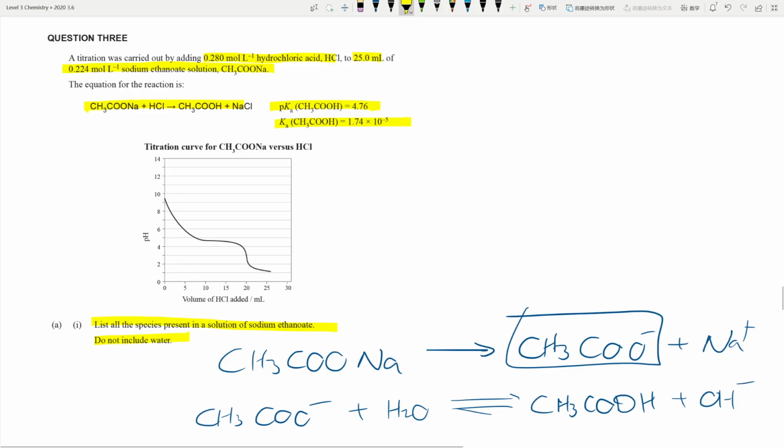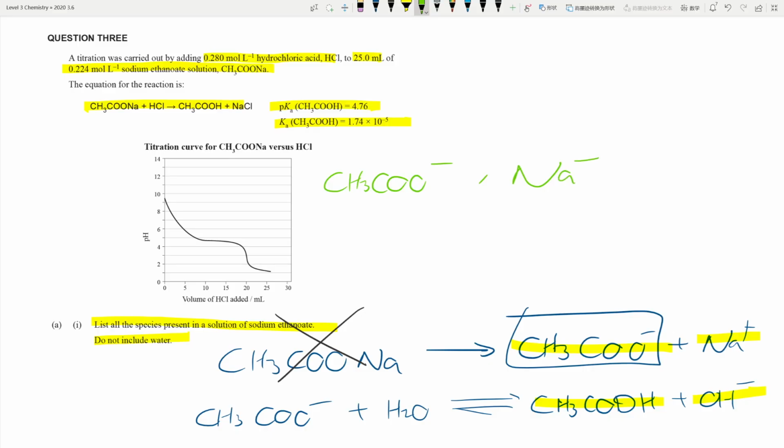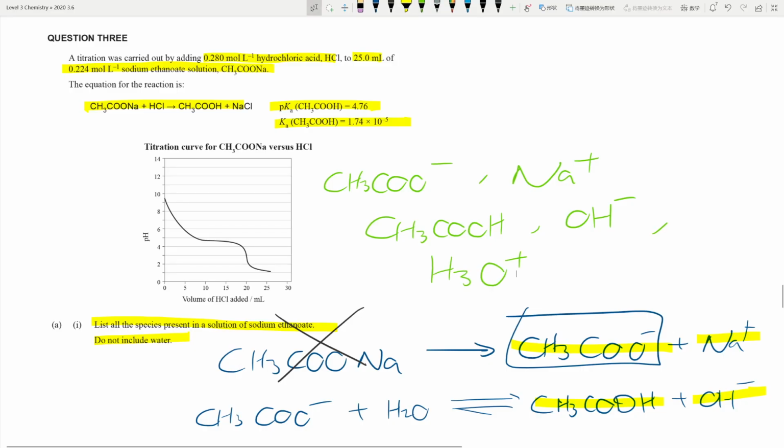I'm just going to highlight them. You don't have any of these left because they have completely dissolved. So you have this, this, this, this, and don't forget, in every single solution, so let's just write them down, you have lots of this, you have Na+, you have CH3COOH, which is in very small concentration, you have OH-, which is in very small concentration, and H3O+, which is in a very tiny concentration.